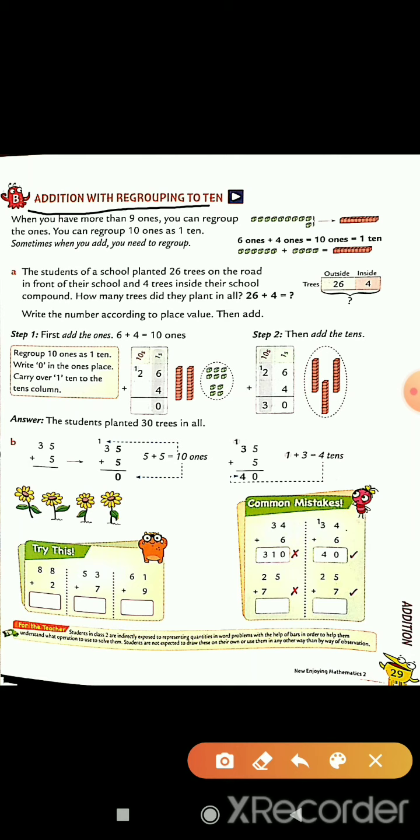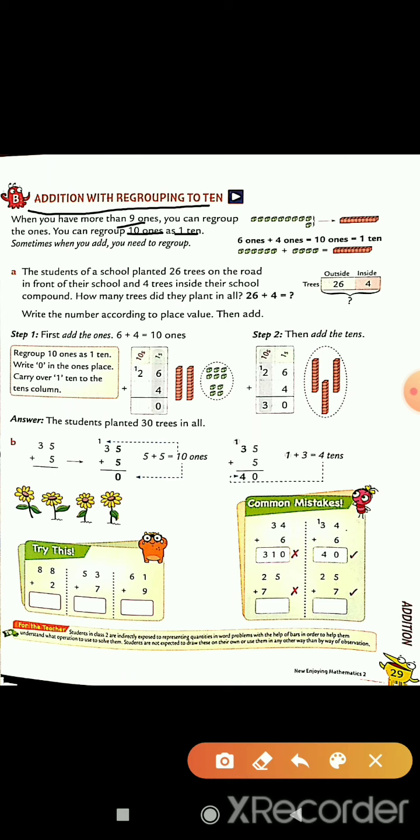Addition with regrouping to 10. When you have more than 9 ones, you can regroup the ones. You can regroup 10 ones as 1 ten. Sometimes when you add, you need to regroup. So, when we add and we have more than 9 ones, we can regroup the ones. We can regroup 10 ones as 1 ten.